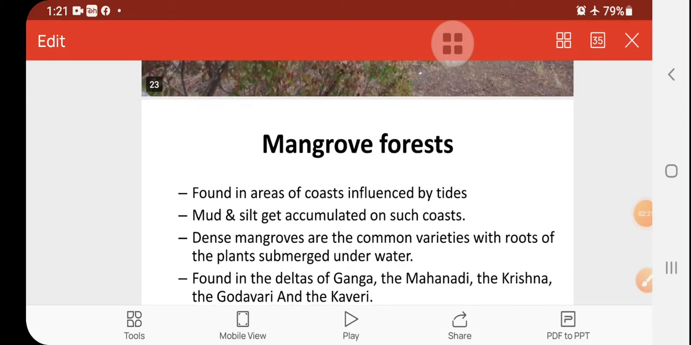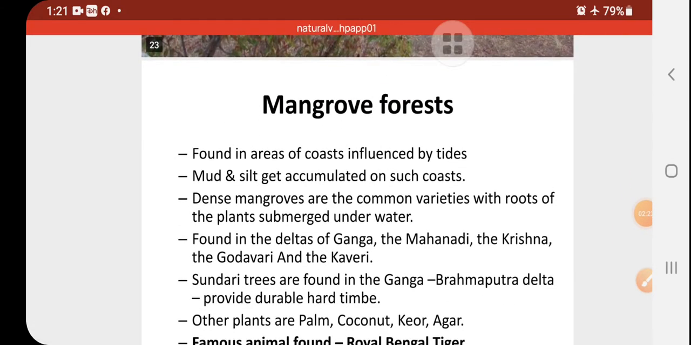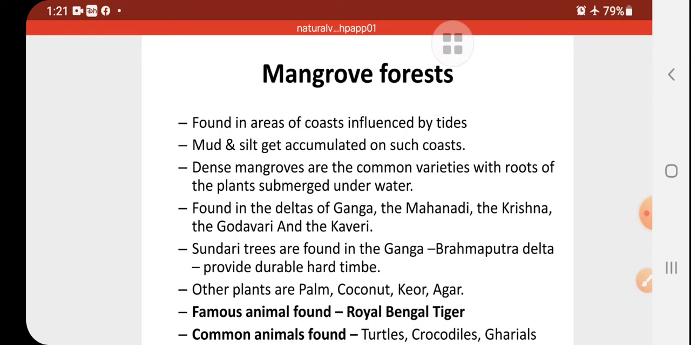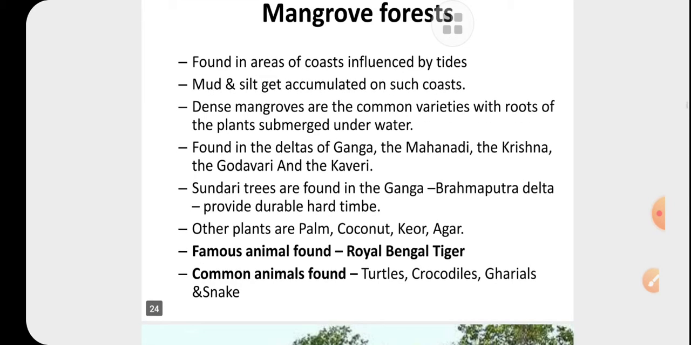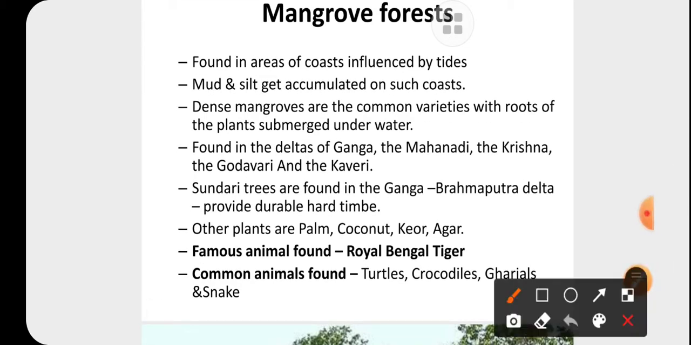Now another category is the mangrove forest. Mangrove forests are areas influenced by the tides. Sometimes these forests are even called tidal forests, and mud and silt get accumulated on such coasts. When we talk about only the two areas we have in our country, they are here. You can see these areas.